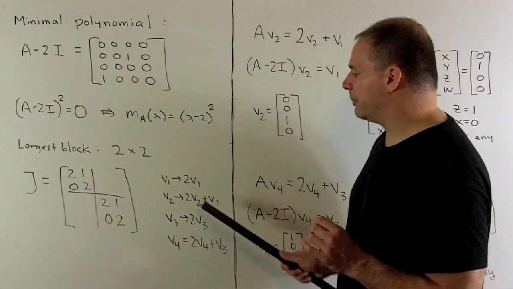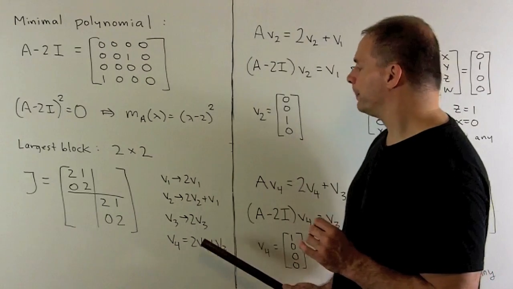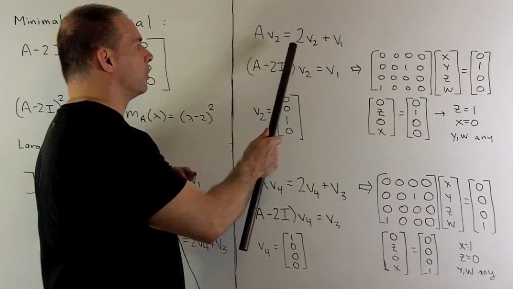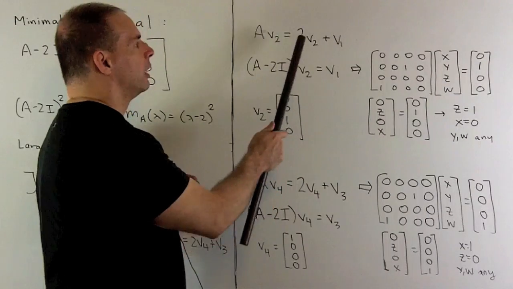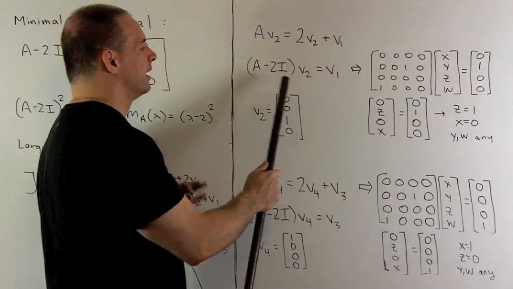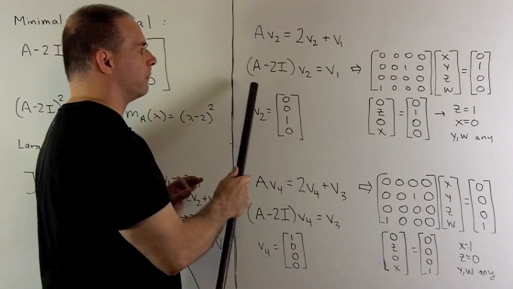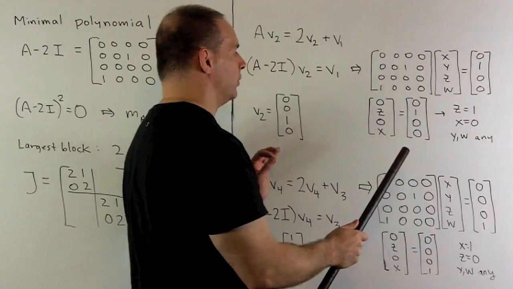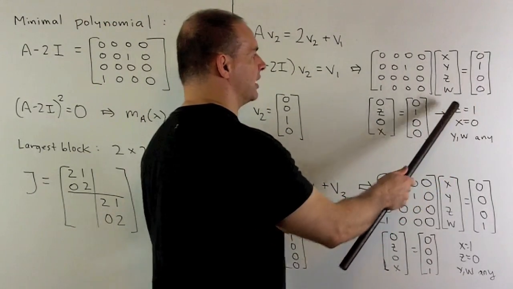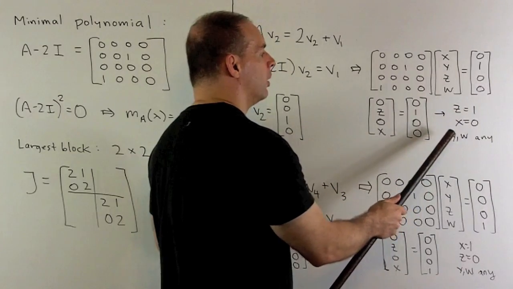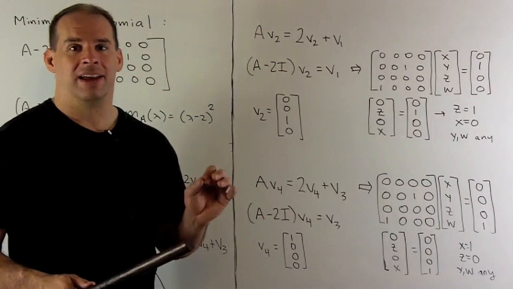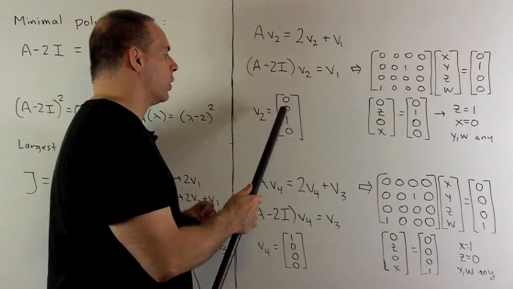Now, we're going to set up the second and fourth equation. So for the second equation, I'm going to have AV2 equals 2V2 plus V1. Move the 2V2 to the other side. That's just going to give us the matrix we were working with before. So I want to solve this. Then when I do that, we're going to wind up having that Z is 1, X is 0, Y and W can be anything. So we'll let them be equal to 0. And so I get that V2 is equal to (0, 0, 1, 0).